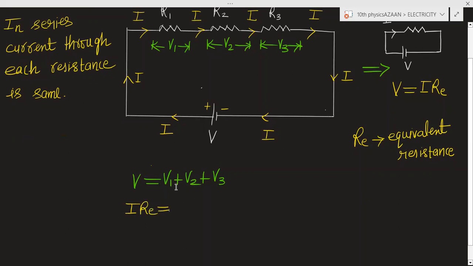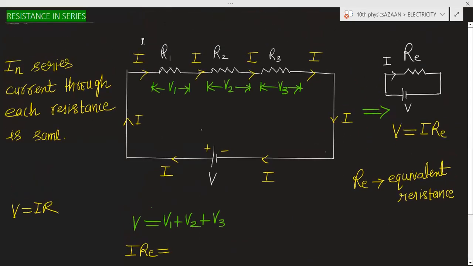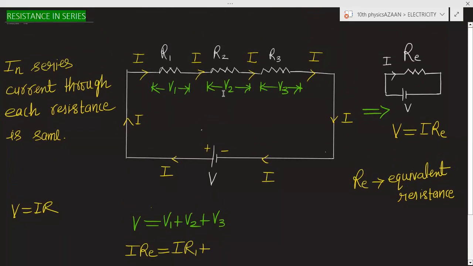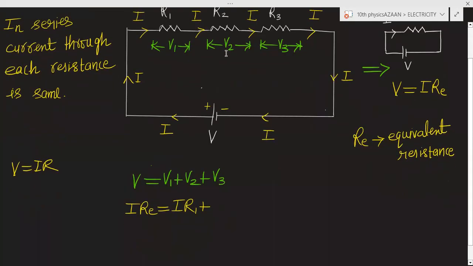Now, what can you write for V1? Remember, V is equal to IR. For this resistance R1, apply V is equal to IR. What is V for R1? V1, and current is I into R1. So V1 is equal to I into R1. For V2, V2 is equal to I into R2 because the current is the same. V3 is I into R3.